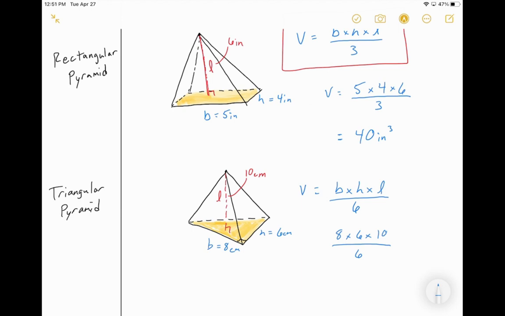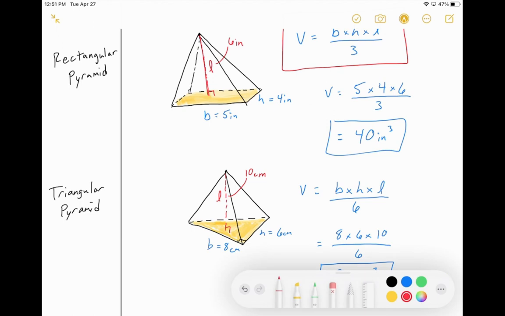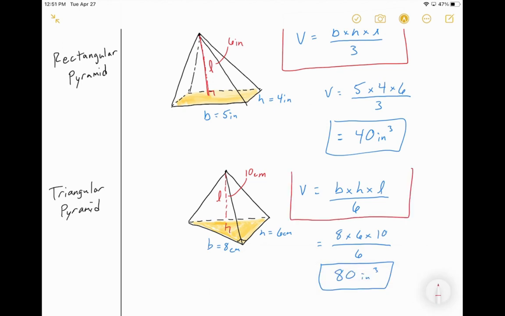All right, so we put it in our calculator, 8 times 6 times 10 divided by 6, and we should get 80 inches cubed. So there's your formula right there. So here's the tricky part, just remembering which one to divide by what, okay?